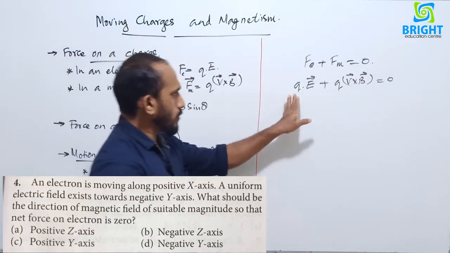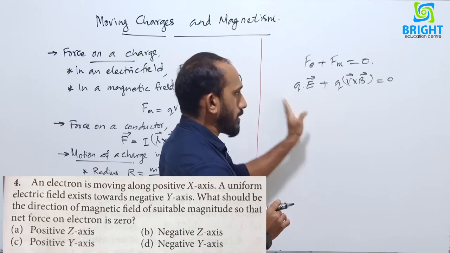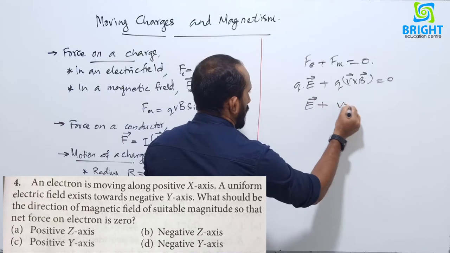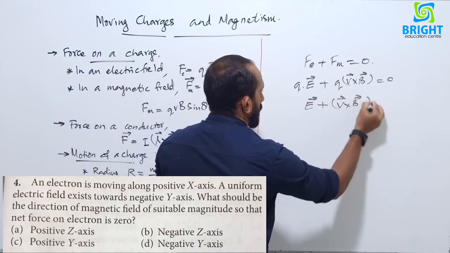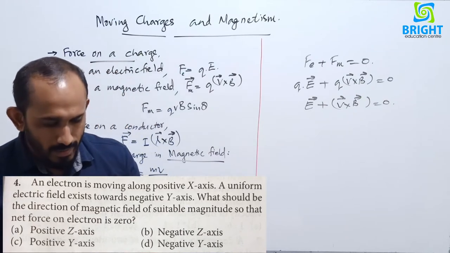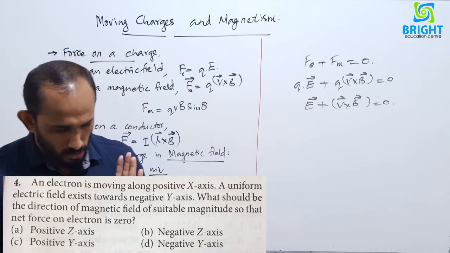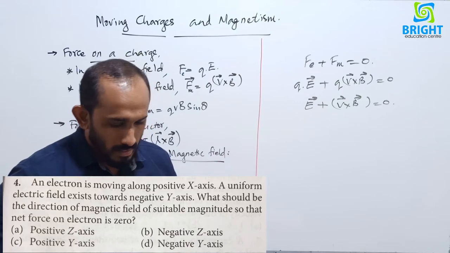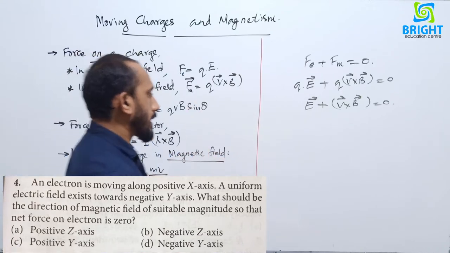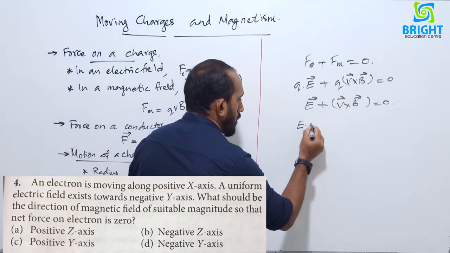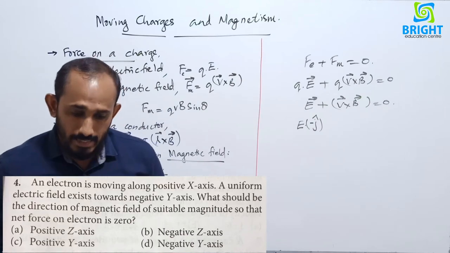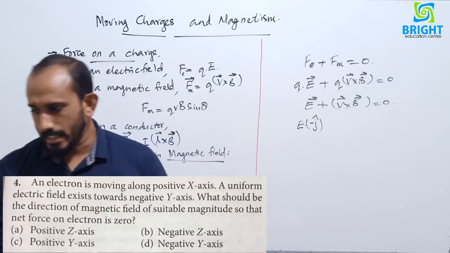So Q, the charge, in both cases you can take common and cancel it. So here E vector plus V cross B is equal to zero. And it's clearly saying that the electron is moving along the positive x-axis, and the uniform electric field is towards the negative y-axis. So this E we can write this way: E into minus J. Negative y-axis will be negative J.